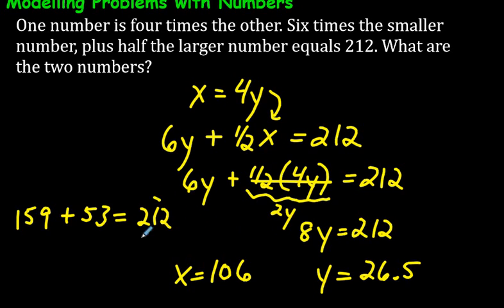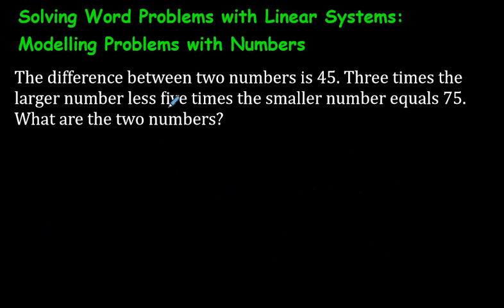And I just verified that on the calculator. We do. So we know that these two answers are correct, and we could put a sentence answer. The bigger number is 106, and the smaller number is 26.5. Thank you very much. Let's move on.